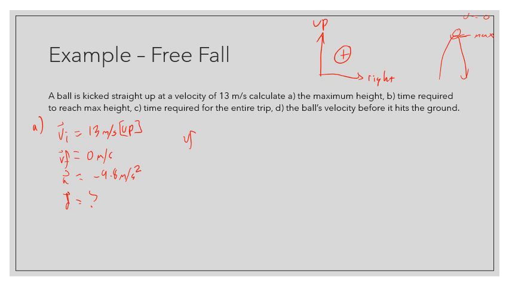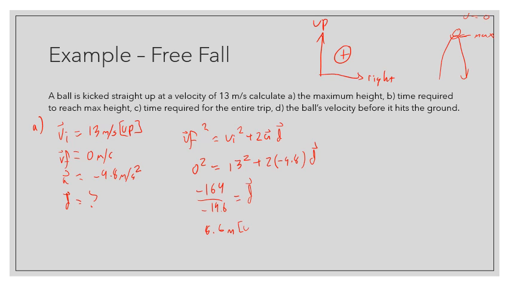So this would use this kinematic equation: Vf squared is equal to Vi squared plus 2ad. So that means that 0 squared is equal to 13 squared plus 2 times negative 9.8 times d. If we use some algebra, we find that negative 169 over negative 19.6 is equal to d. So that means that 8.6 meters up is equal to max height.